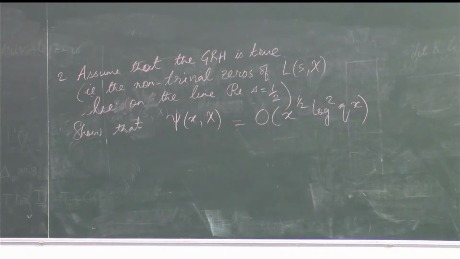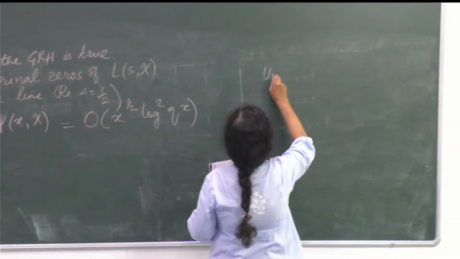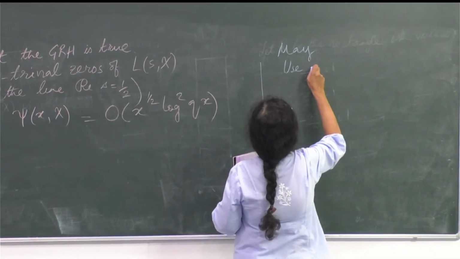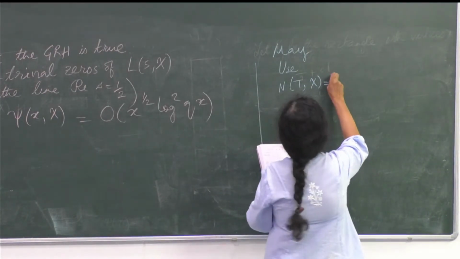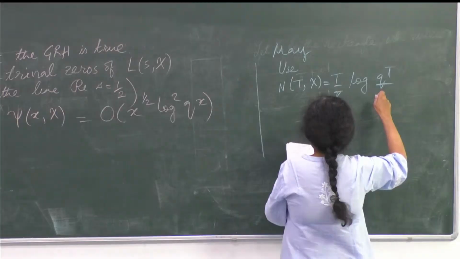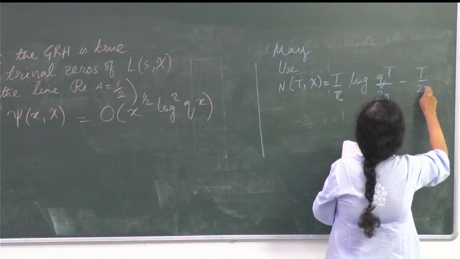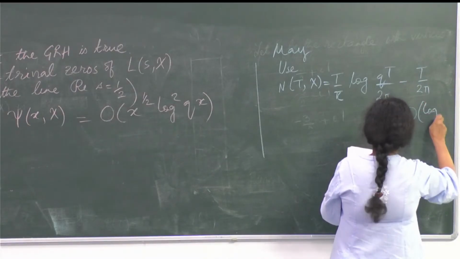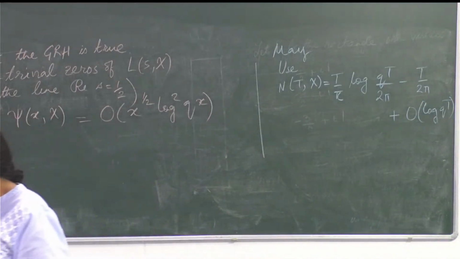You can use the last result that we had. You may use this: N(T, chi) is T by pi log(QT by 2 pi) minus T by 2 pi plus big O of log QT. Okay, so this is something you can use.